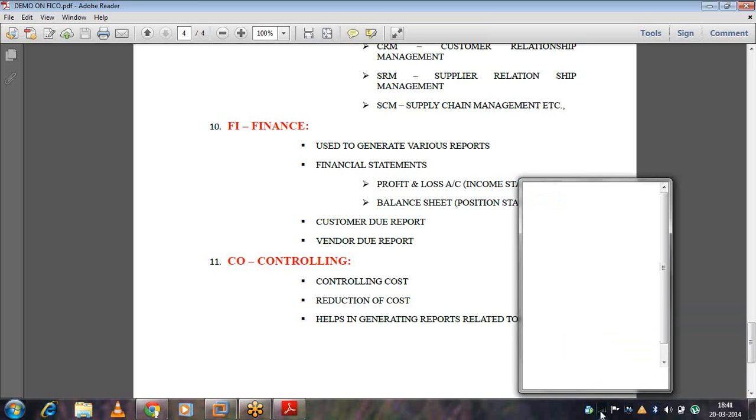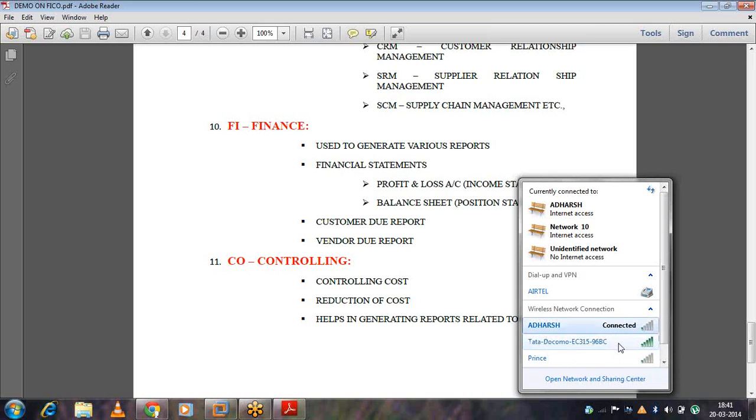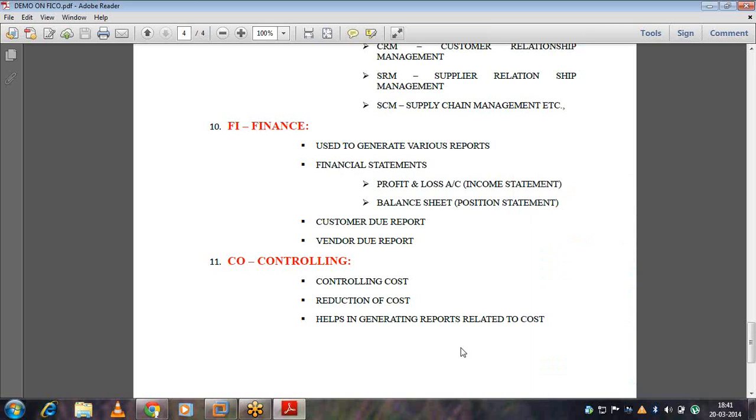I'm trying to explain to you. The importance of the controlling module is this: do you accept that each and every organization is interested in earning more profits? Definitely, every organization is interested in earning higher profits. But there are two ways an organization can increase profit: one way is increasing the revenue, the other way is reducing the cost.